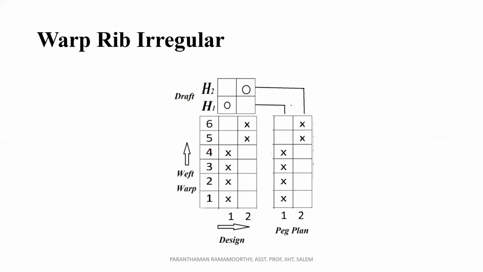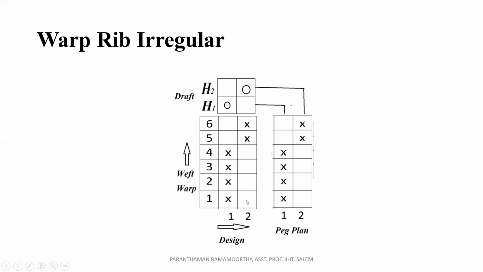Next, warp rib irregular arrangement. See the design. Here we are using the formula of 4 by 2. In the 4 by 2 arrangement, the first end is lifted up in the first 4 picks, and in the next 2 picks, the first end is kept down.